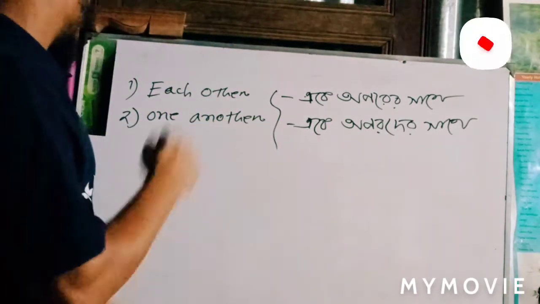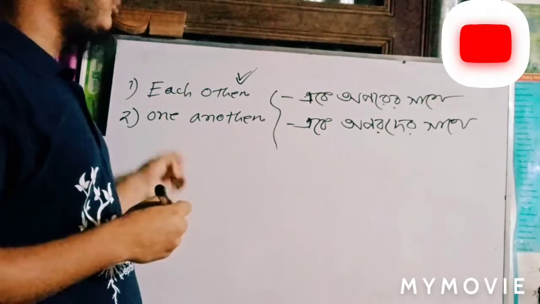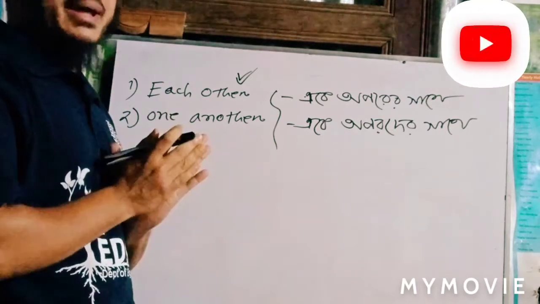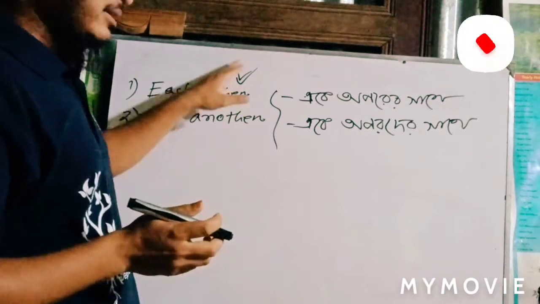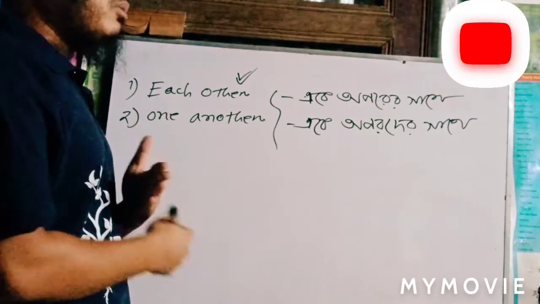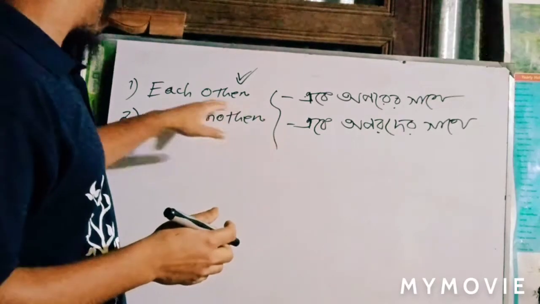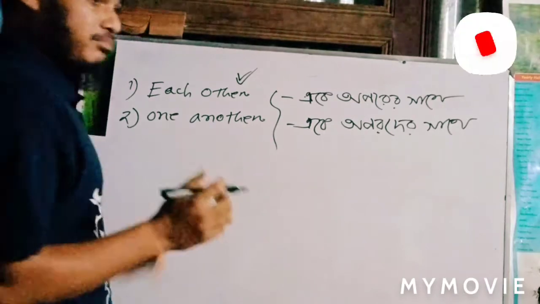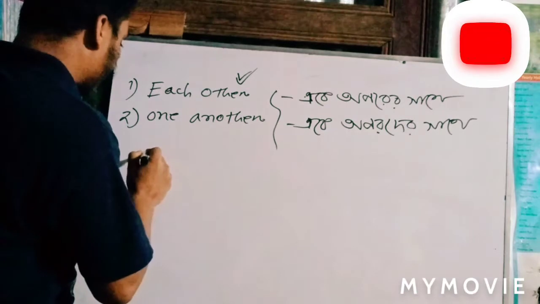Okay, each other you can use only for two people. When there is a relationship or correlation between two people, we must use each other. But if there are more than two people, or the connection is between more than two, it will be one another. So sometimes we make mistakes like that. Suppose I give an example, then it will be much clearer. Okay, I'm going to write on the board.